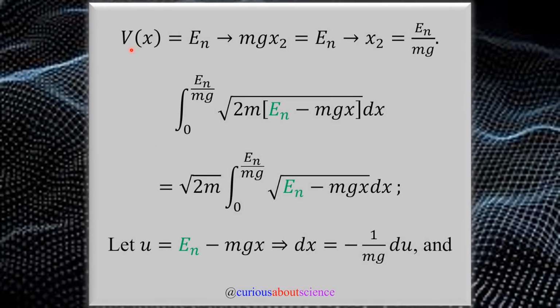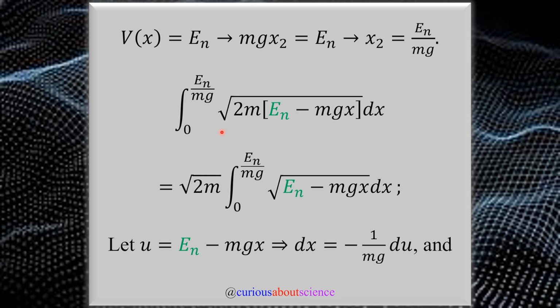So if we set the potential energy equal to the En, we see that we have mgx2, because now it's a turning point, equal to En, and so if we solve for x2, we get En over mg. So that's where we're good. And our task now is to determine the WKB quantization condition, starting with the integral.